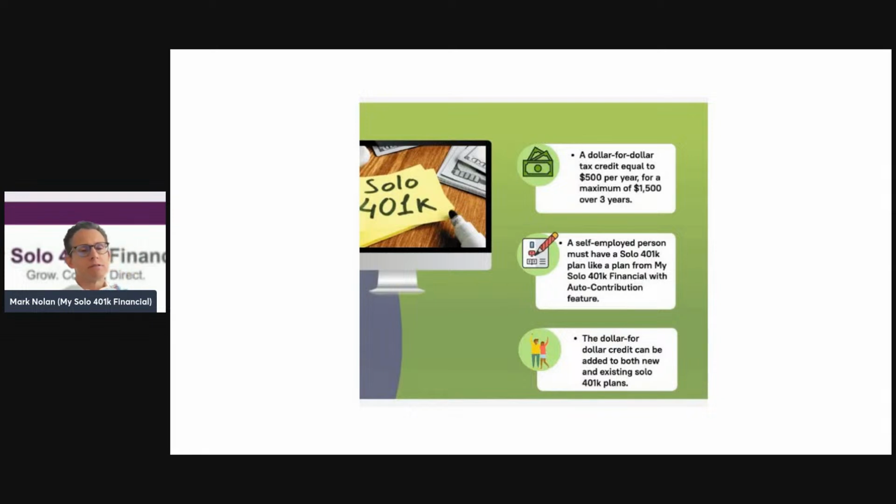The auto contribution credit wasn't available until the middle of December of 2023 and after. So if you're a client that has a plan with us already prior to the middle of December of 2023, your plan is going to have to be amended to allow for this auto contribution credit. And if you do that here in 2025, you're going to qualify for that $1,500 credit for 3 years. So 2025, 2026, 2027, in $500 increments, for a total of $1,500.